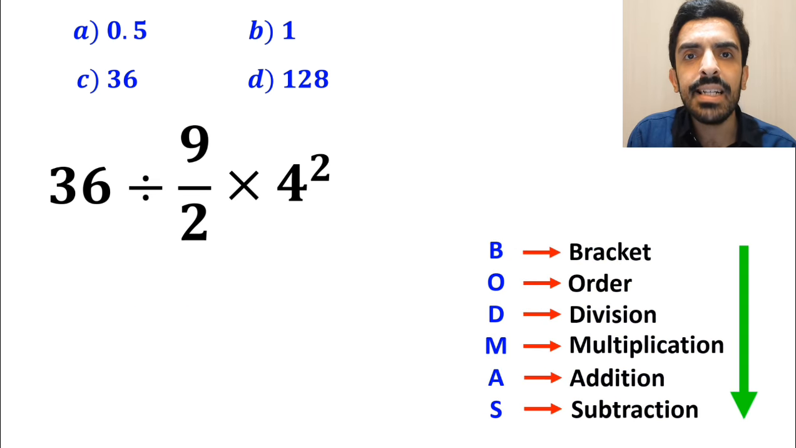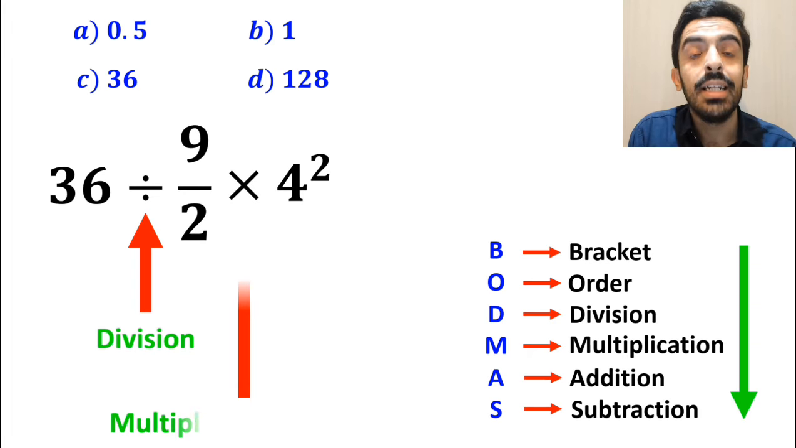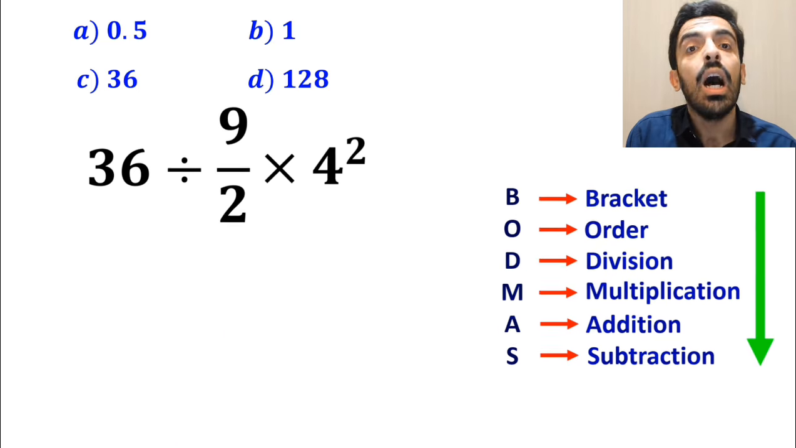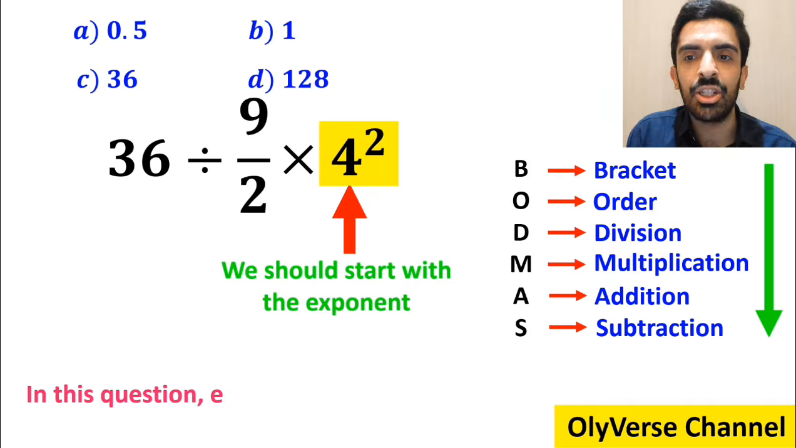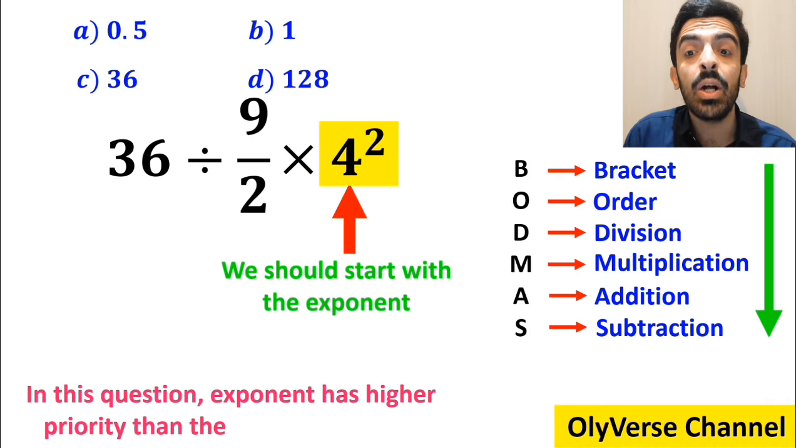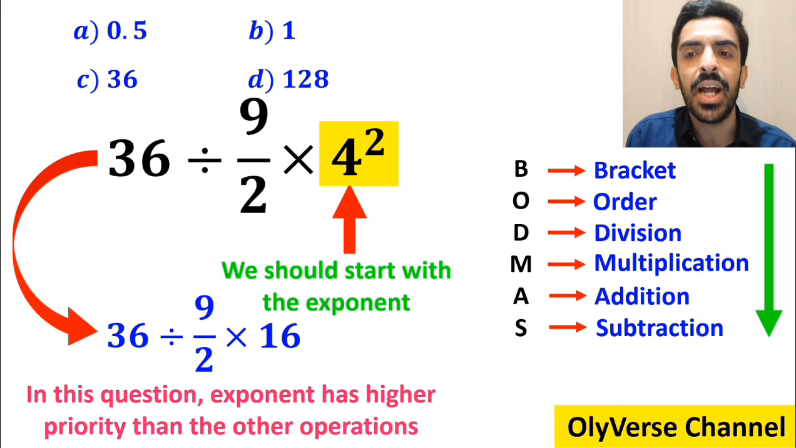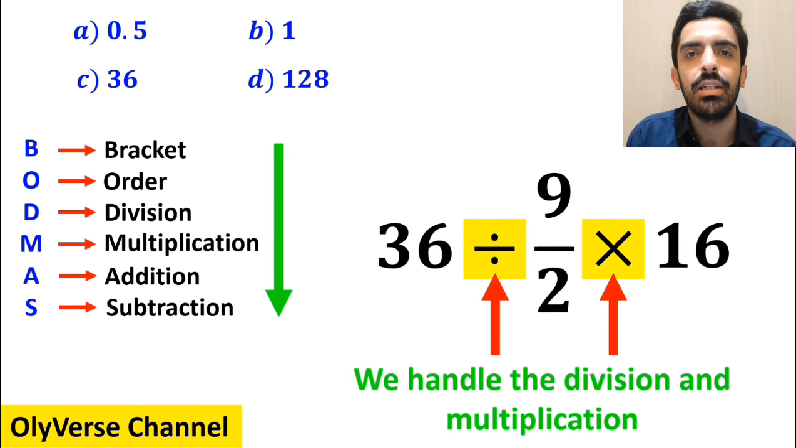Alright, as you can see on the screen, in this expression, first we have a division sign, then a multiplication sign, and finally exponent. According to the BODMAS rule, we should start with the exponent, because in this question, exponent has a higher priority than the other operations. So, instead of the original expression, we can write 36 divided by 9 over 2 times 16. And the next step, we handle the division and multiplication.